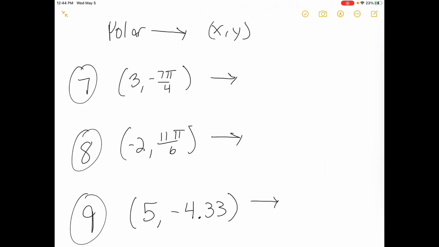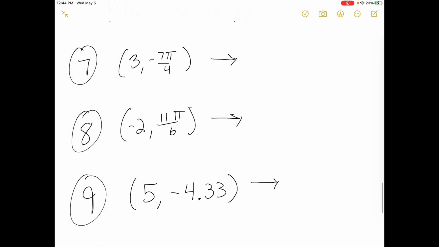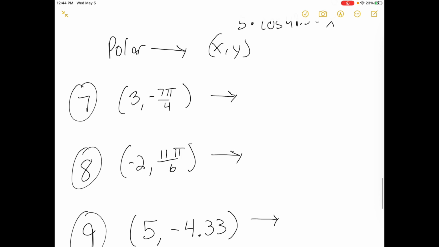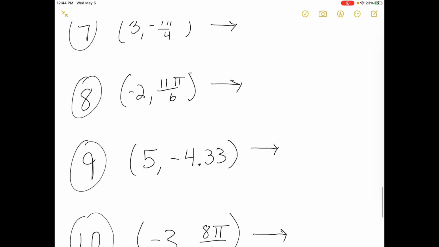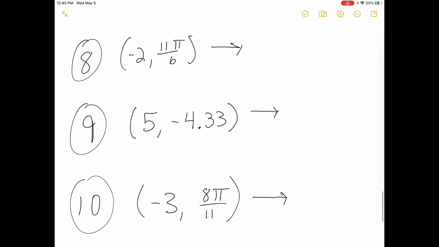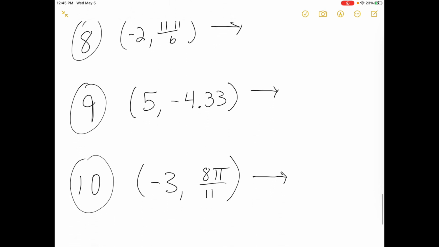Okay, I want you to take the polar coordinates on 7 through 10 to rectangular coordinates, xy coordinates. So 7 through 10, change these to xy coordinates.